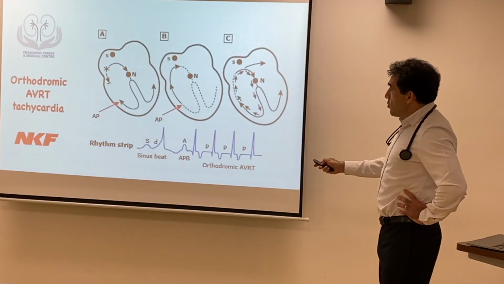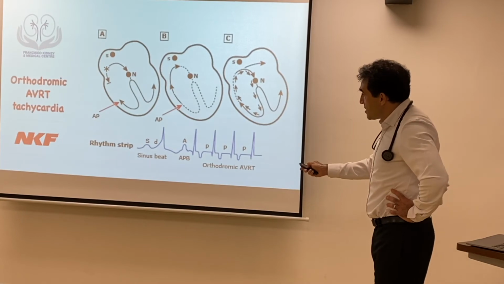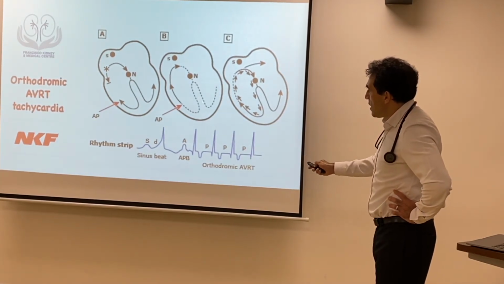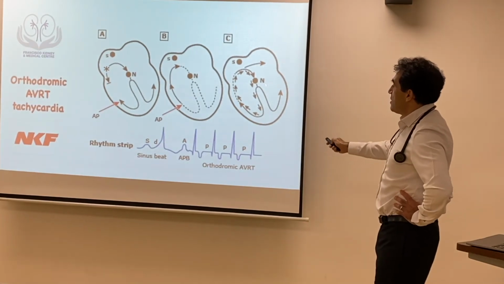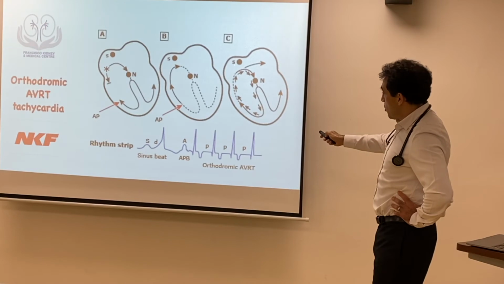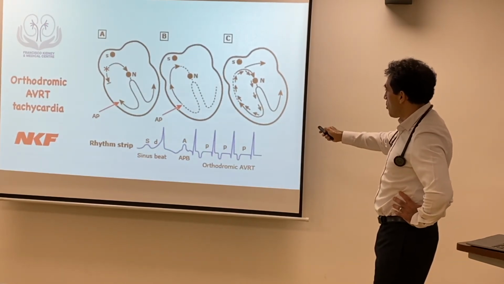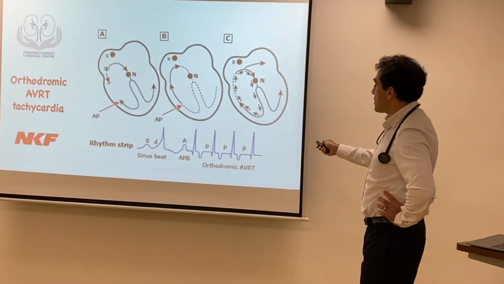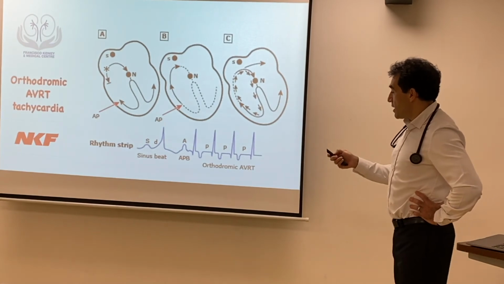When this activates the node and the stimulus reaches this accessory path and reactivates in this way, and the stimulus keeps re-entering like that, that is not normal. Normal will be going like that, going again like this. Yeah, that's normal. But if it carries on re-entering and causes tachycardia, it's called orthodromic.